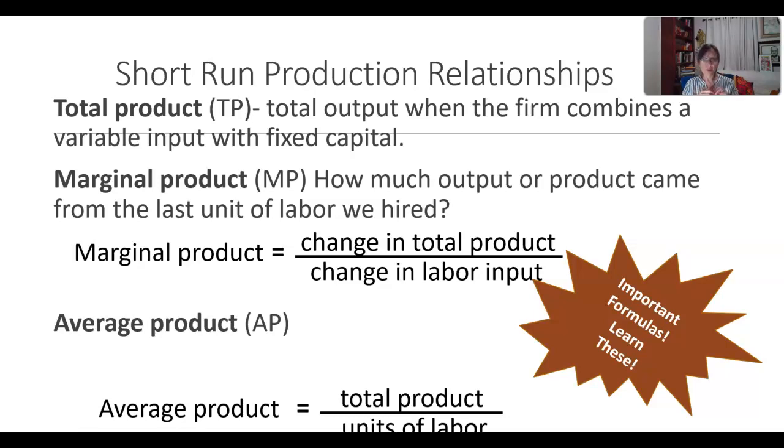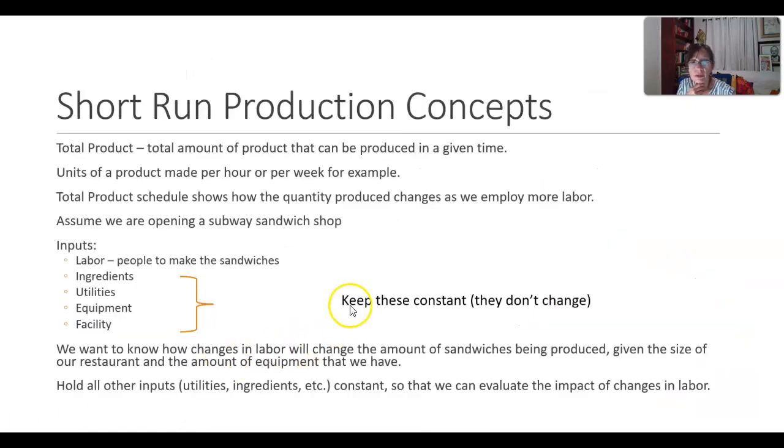And then we have another concept called average product. Average product is the total amount of product that's being produced divided by the number of units of labor that you are using. And note here this little star: important formulas, learn these. I'll do a little example. Well, not yet. Short-run production concept.